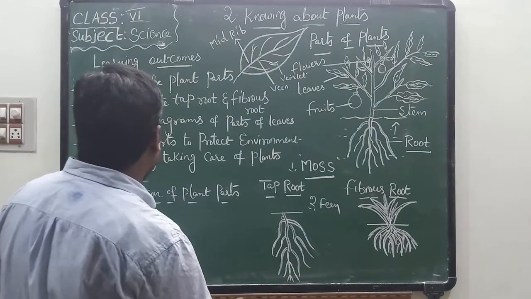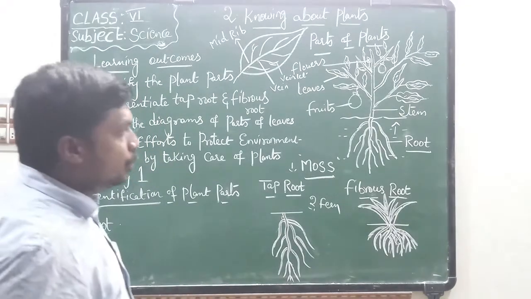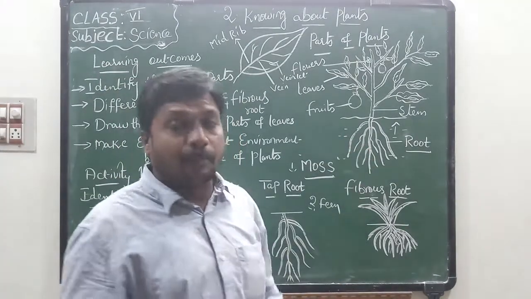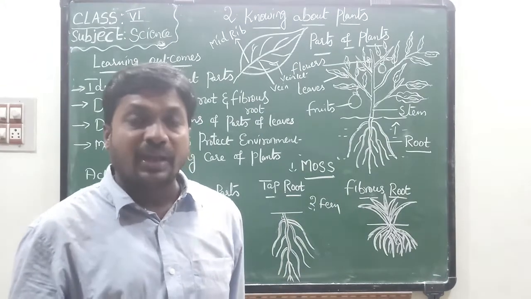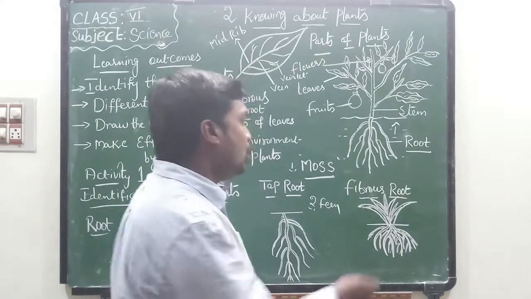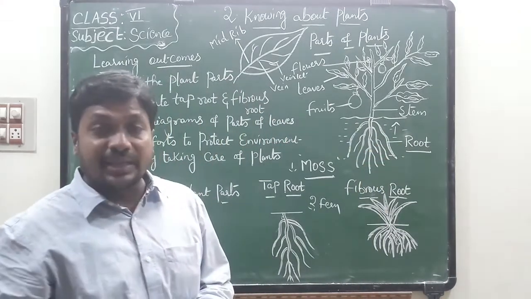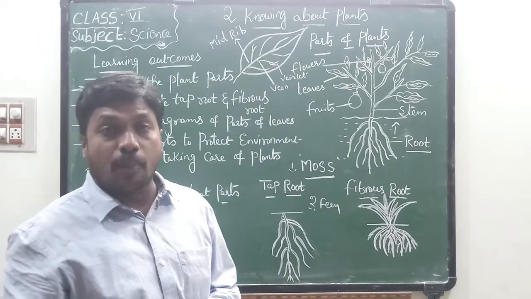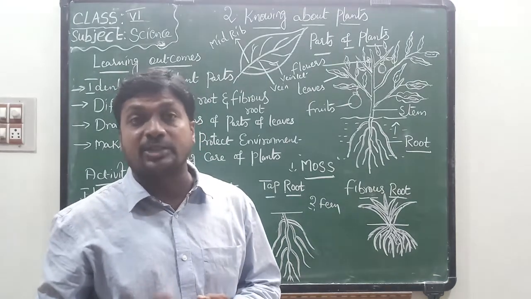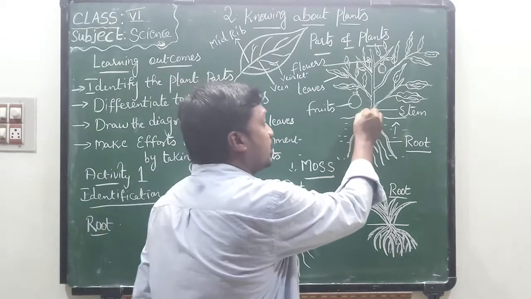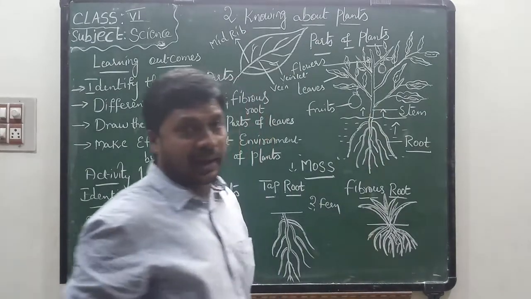Next I will explain about root. Do you know, children? Root is the part which grows under the soil. This root helps to absorb water along with minerals from soil and transport it to all parts of the plant.